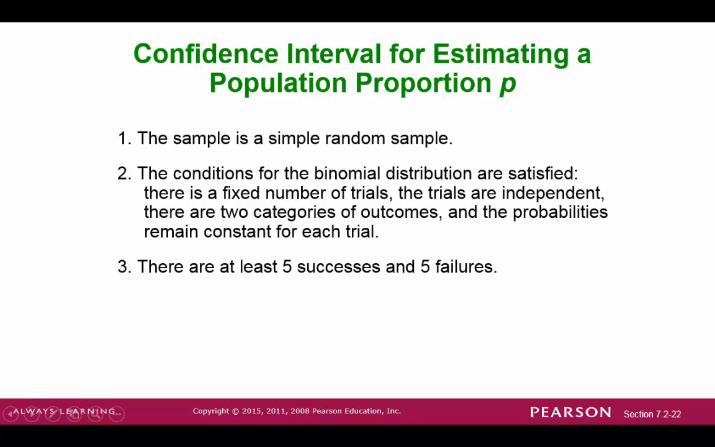So here are the ideas for the confidence interval when we want to estimate a population proportion. Some criteria: number one, we want to make sure the sample is simple and random. Number two, the conditions for the binomial distribution are satisfied. So we have a fixed number of trials, that's n. The trials are independent. There are two categories for the outcomes, failure or success, and the probabilities remain constant. So that's our p hat. Number three, there are at least 5 successes and 5 failures. If your sample is too small, then building a confidence interval for a proportion won't make too much sense.